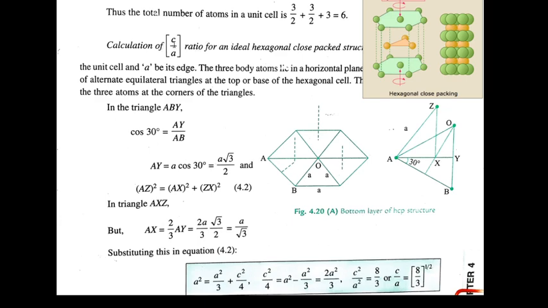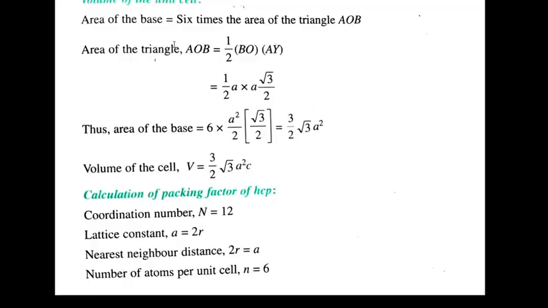What is the need of the c by a ratio? The picture will be clearer in the next one. So, the area of the hexagonal one: there are 6 triangles, so 6 times the area of the AOB. That would be the area of the base, and that would be multiplied by the height, that is c. The area of a triangle is 1/2 base into normal, so it comes out to be 1/2 a into a root 3 by 2, or otherwise a square root 3 by 4.